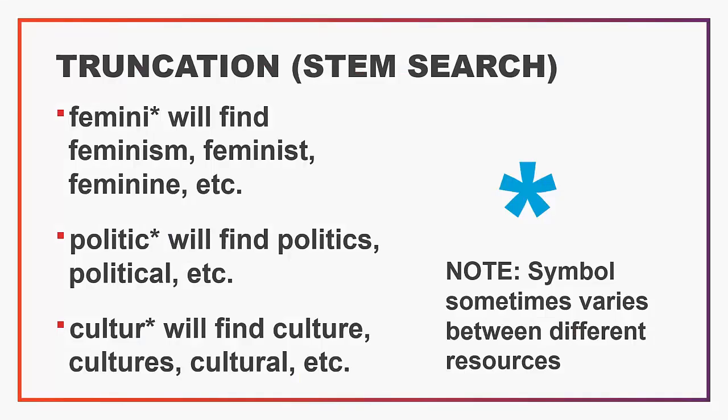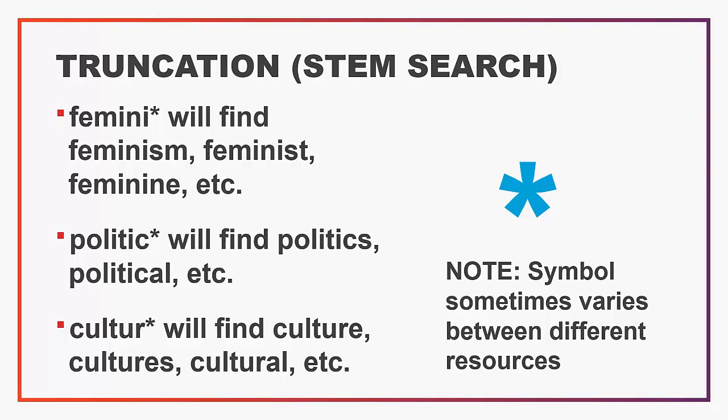Another good technique for making your search more efficient is using truncation, or stem search, as it's also called. This allows you to search for different endings of words in the same search. You can do this by removing the end of a word and replacing it with an asterisk, wildcard, or another symbol depending on which database you are using. Using truncation can work in a variety of situations.